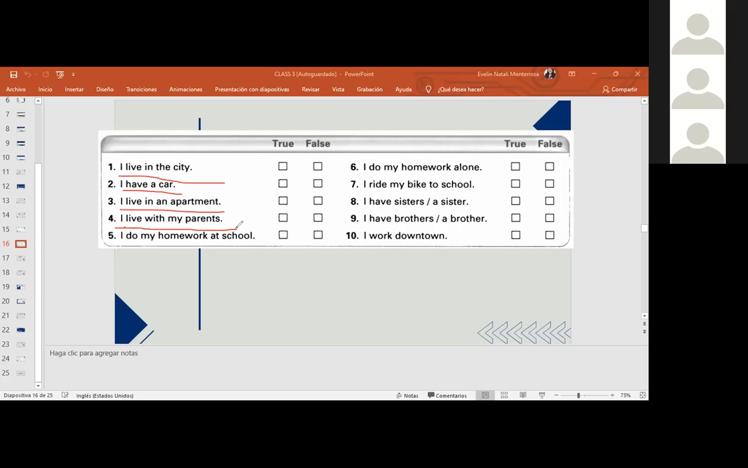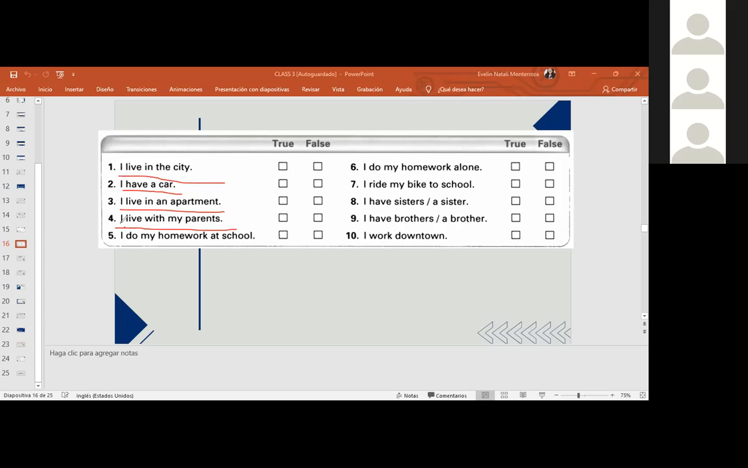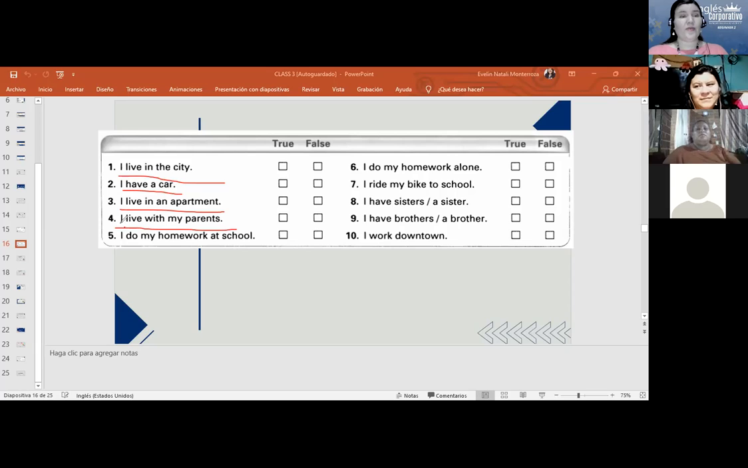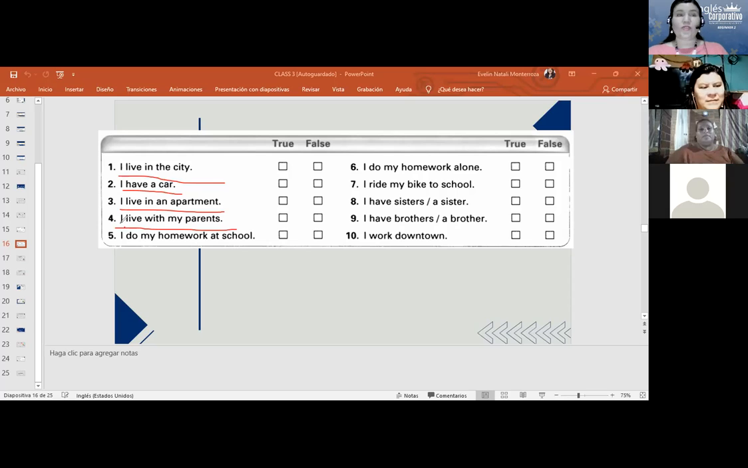I live with my parents. In my case, it's false. I don't live with my parents. True. You don't live with your parents, right? Remember, parents is mom and dad, the two of them. Good. Who lives with his or her parents? ¿Quién vive con sus papás? True, you say. Okay, Rosario, who else? True, also, very good. Who else? Oye, todos somos adultos independientes.